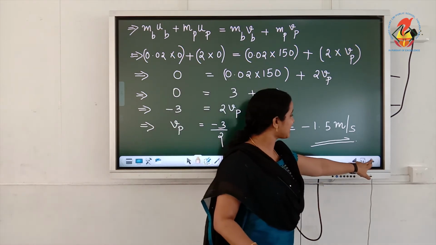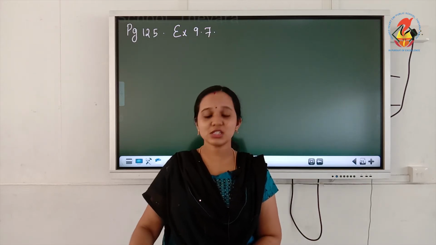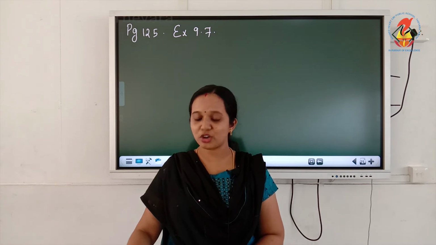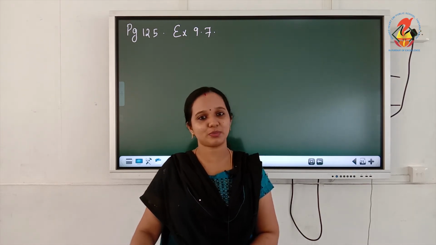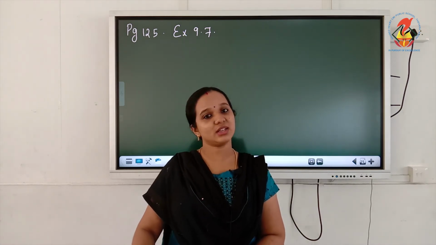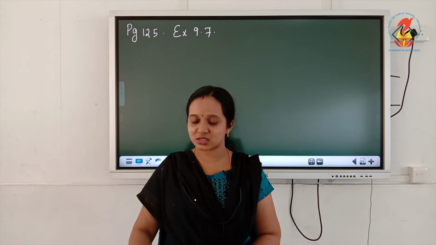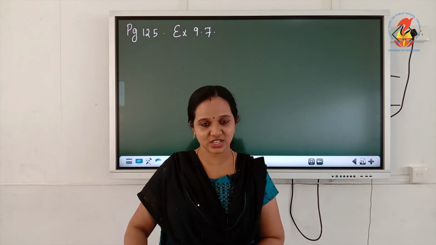Now, let us pass on to the next question. That is page number 125, example 9.7. Question is, a girl of mass 40 kilogram jumped with a horizontal velocity of 5 meter per second onto a stationary cart. The mass of the cart is 3 kilogram. What is her velocity as the cart starts moving? Okay, this is the question.